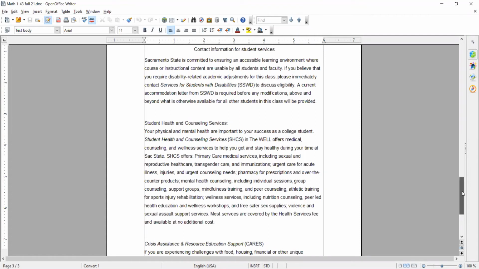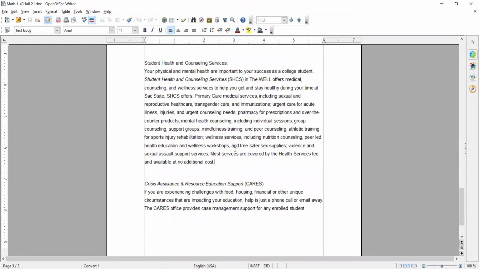Usually you can get those free services at school. And the last one is CARES for assistance with food and housing and other financial challenges. Contact CARE for support. That's the end of the syllabus.